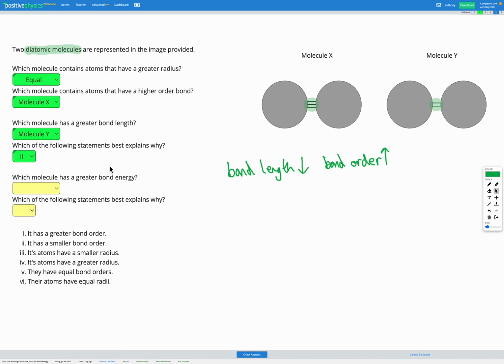What about the bond energy? That would be the energy required to separate these atoms from each other and break that bond between them. Now, bond energy is related to the bond order because a triple bond or a double bond is stronger than a single bond. And since it's stronger, it requires more energy to break it apart. So as the bond order increases, bond energy is going to increase. Those are related. So to find the highest bond energy, we want the highest bond order, which would be molecule X. The reason why is that it has a greater bond order.